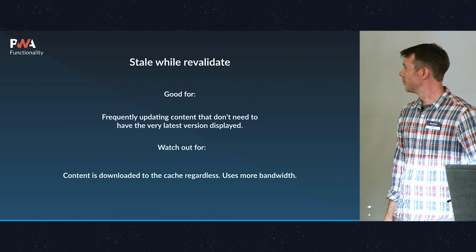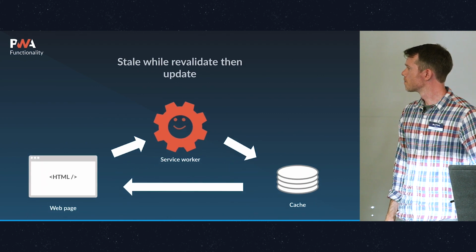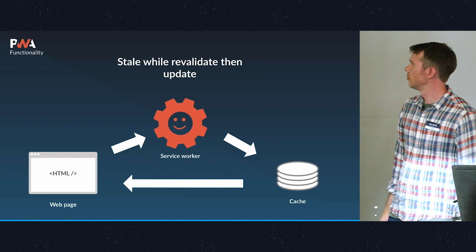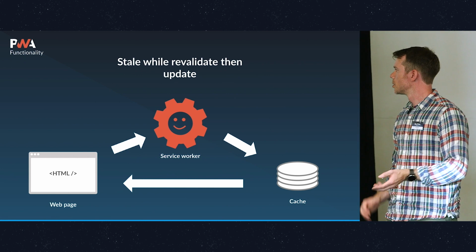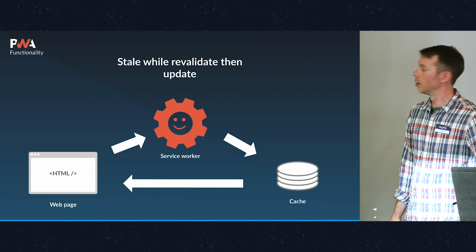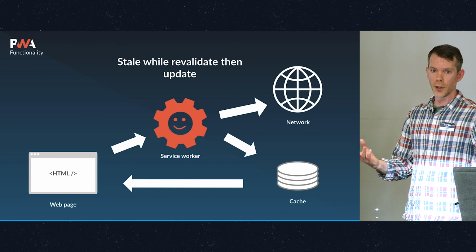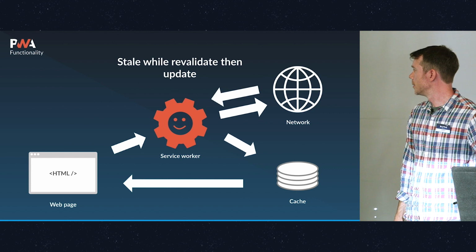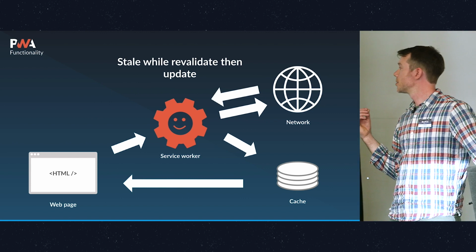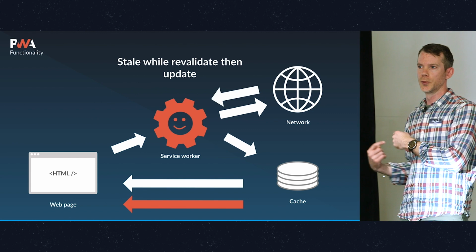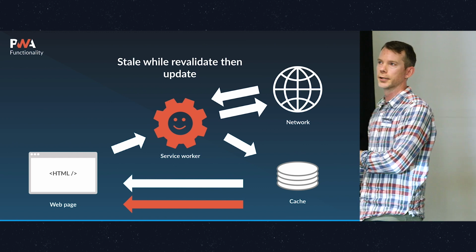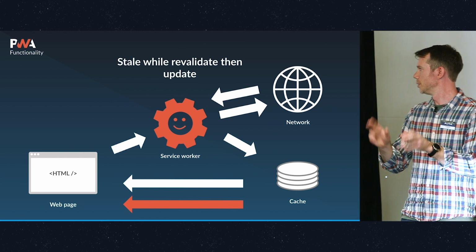And there's a slightly different version of that for the last one. So this is stale while revalidate, then it updates. So it does the same thing. It'll go, here it is from the cache. Go to the network, I've got an updated one, put it back in the cache. But then it can send a message back to the browser saying, actually, we've got an updated cat GIF for you here. Pretty important, you need to see it.